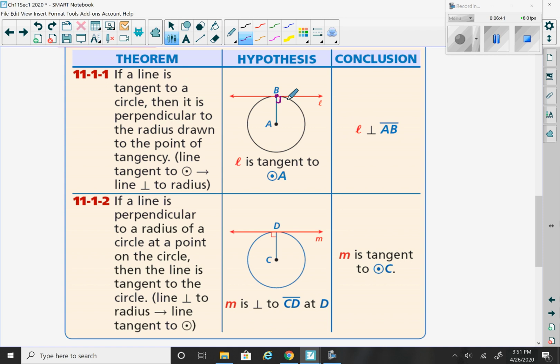So I'd like you to take a minute to pause the video and go ahead and copy these down with your pictures as well.